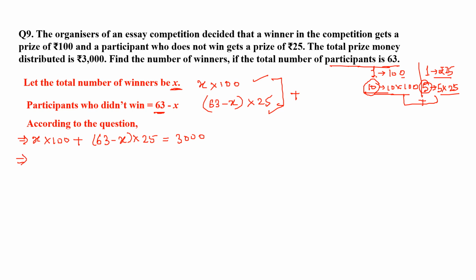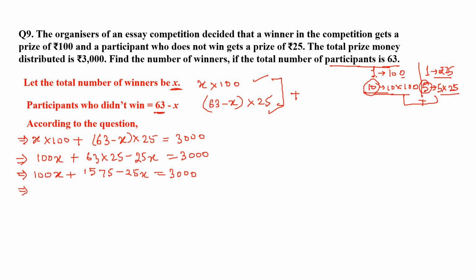Okay. So X into 100, from here you will get 100X. And now use the distributive property, 63 into 25 minus X into 25, which will give me 25X, equal to 3000. Okay. Now 100X plus 63 into 25, if you do, you will get 1575 minus 25X equal to 3000. Okay. Now combine the like terms. So 100X and minus 25X. So 100 minus 25 will be 75X.